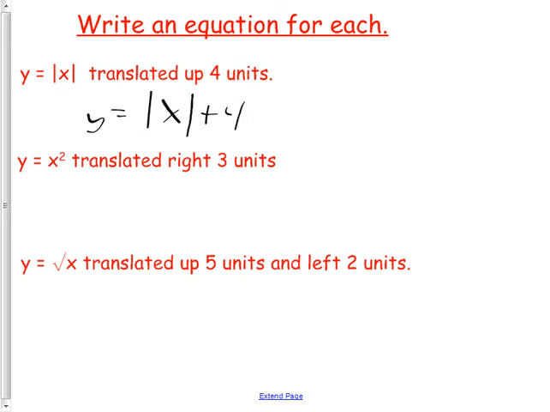Easy. If I was going to do this one, y equals x squared, I'd say here's an x squared, and then I'd try to figure out where to put the 3. Should I put it on the inside or the outside if it's going to go right 3? The inside, so here's right 3. And yet I'm amazed at how many kids are going to get this wrong. Try the third one, and then tell me what you get.